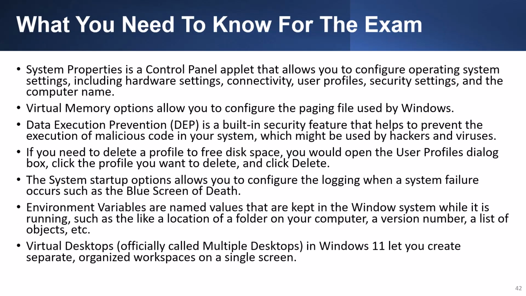In summary, System Properties is a control panel applet that allows you to configure operating system settings, including hardware settings, connectivity, user profiles, security settings, and the computer name. Virtual Memory Options allows you to configure the paging file used by Windows. Data Execution Prevention, or DEP, is a built-in security feature that helps you prevent the execution of malicious code in your system, which might be used by hackers and viruses.